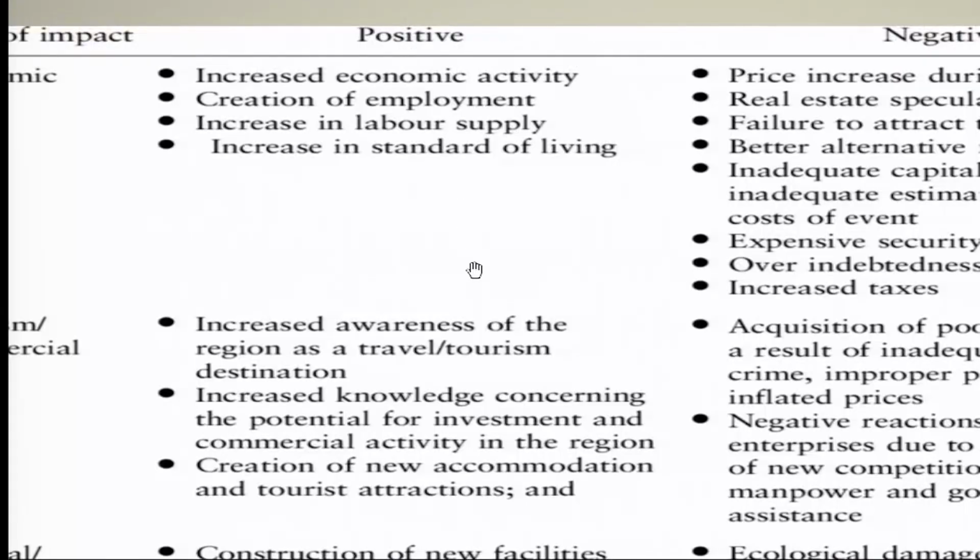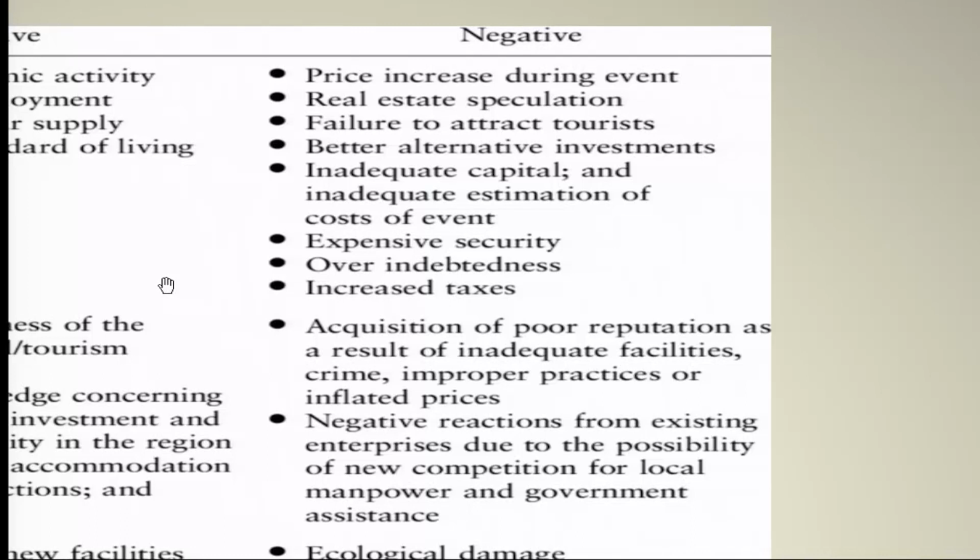The type of impact, you will find that the economic part, the positive will be increased economic activity. Because the urban towns are increasing, there is economic activity, creation of employment, increase in labor supply, increase in standard of living. See the negative impact: the price increase during the event, real estate, failure to attract tourists, better alternative investment, inadequate capital, inadequate estimation and cost of events, expensive security, over indebtedness, increased taxes.